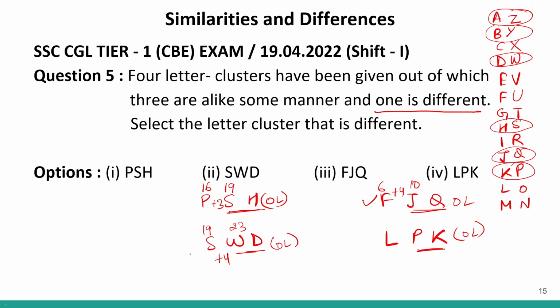So let us check for this. L is 12 and P is 16. So here also go we plus 4. So these three terms follow the same logic. And this one, PSH, is the only term that has a different logic. So this is different. That is option number 1. So out of all these given options, option number 1, PSH, that is different. Clear?